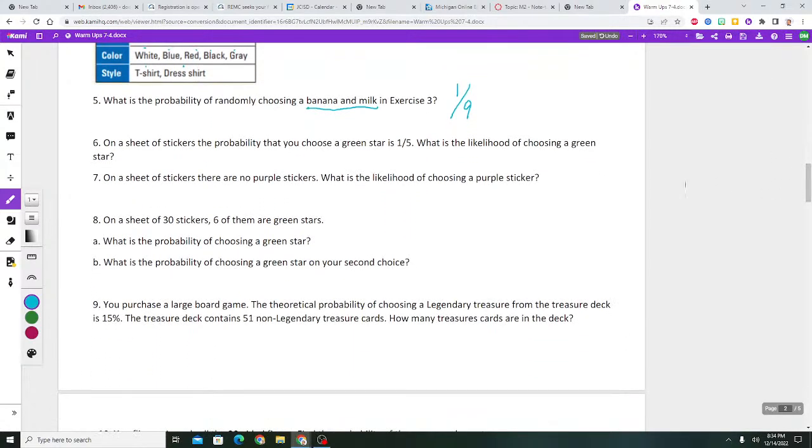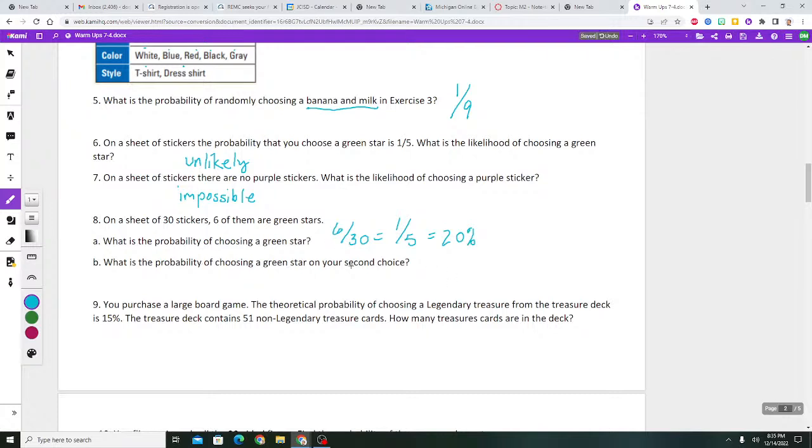On a sheet of stickers, the probability that you choose green star is 1/5, which makes it unlikely. On a sheet of stickers, there are no purple stickers. What's the likelihood of choosing something purple? Well, it's impossible. On a sheet of 30 stickers, 6 of them are green stars. What's the probability of choosing a green star? Well, that's 6 out of 30, which is 1 out of 5, which is 20%.